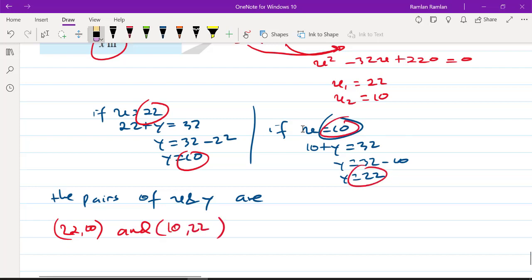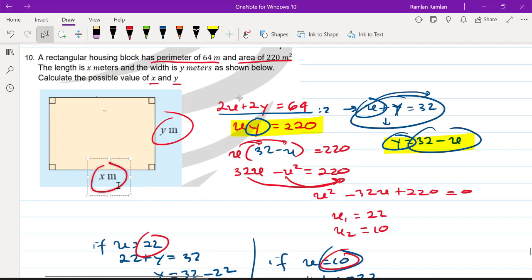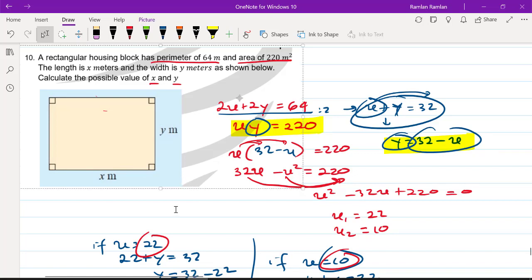Again, it doesn't say anything about whether x must be greater than y, although we can see that it looks like x is longer than y. But if it doesn't say anything, and if it's said to be not to scale, then we cannot assume that x is greater than y. For example, if this is 10 and this is 8, it looks obvious that 10 is greater than 8, but if it doesn't say anything, we can assume that either of these two variables can be larger than the other.